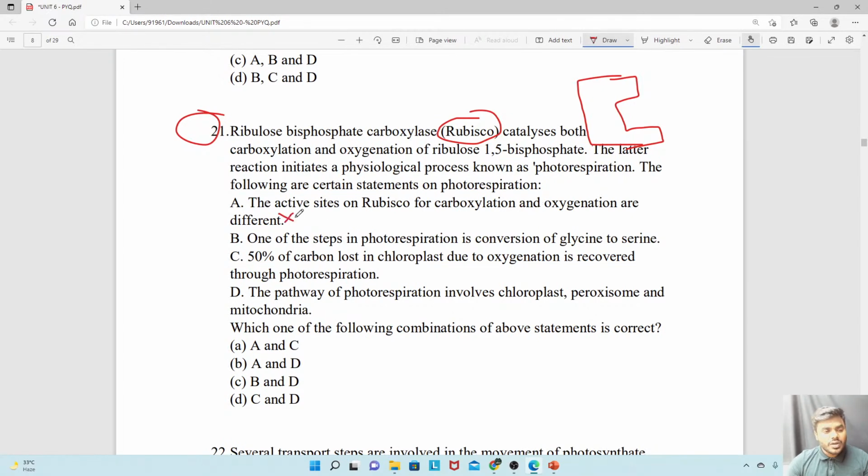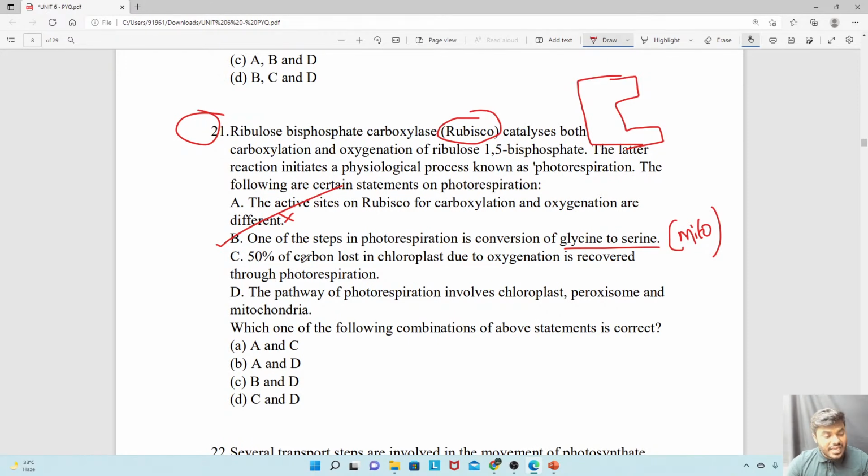No, there is only one active site present. One of the steps in photorespiration is the conversion of glycine into serine. Where is glycine converted into serine, friends? Of course, in the mitochondria. So option B is the right statement.